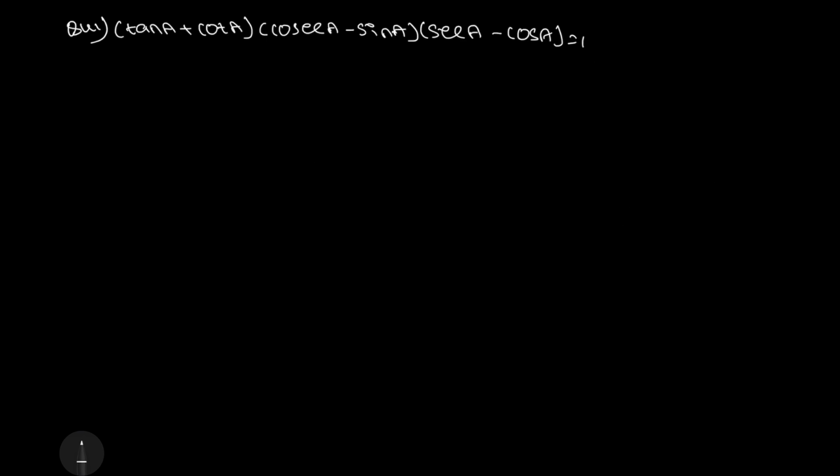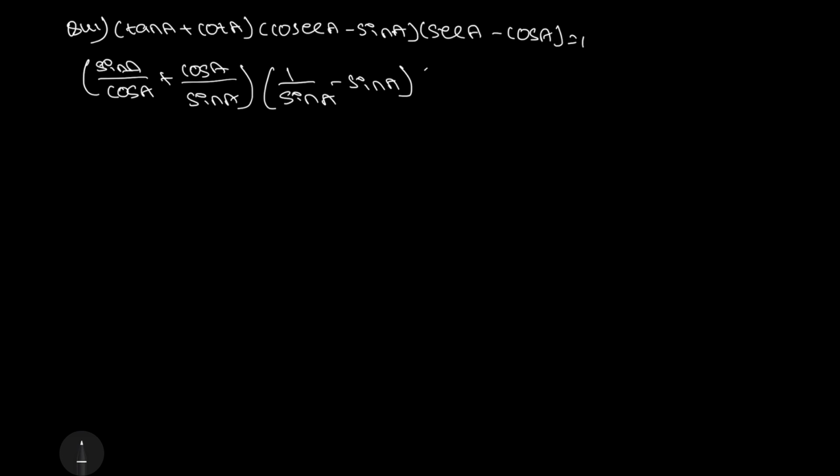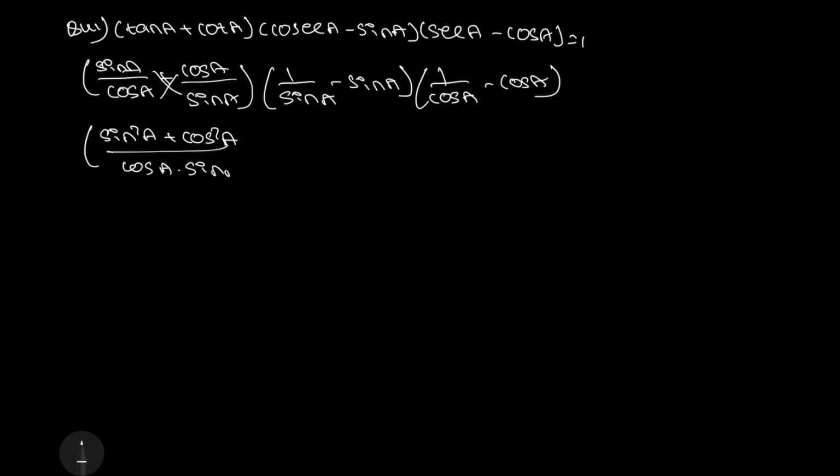So next, question number 41. Convert all these terms in the form of sine and cos. So first, tan can be written as sine A by cos A, and cot can be written as cos A by sine A. And write cosecant as inverse of sine, and write secant as 1 by cos, which is inverse of cos. Now take the LCM of the first term, that is cross multiplication. We'll get sine square A plus cos square A by cos A into sine A. Now take the LCM of the second factor, we'll get 1 minus sine square A by sine A.